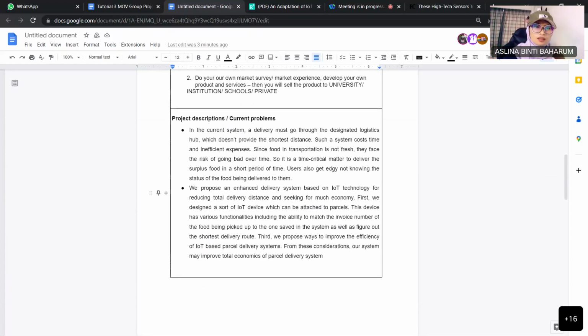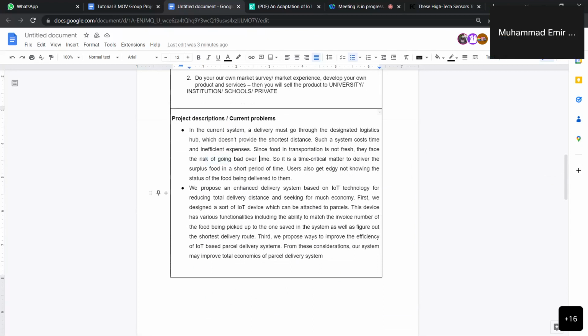Basically because it's excessive food, or leftover food, it's not fresh. So they face the risk of going bad over time. So you want the delivery to be as quick as possible. So the system calculates the shortest route or the cheapest route.